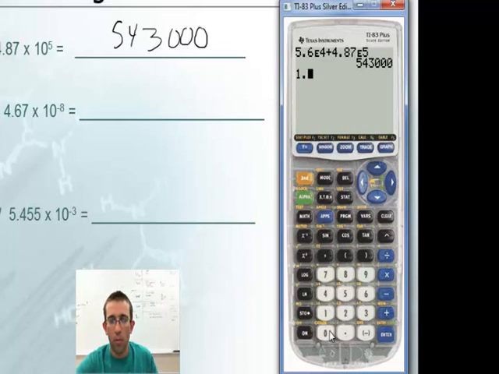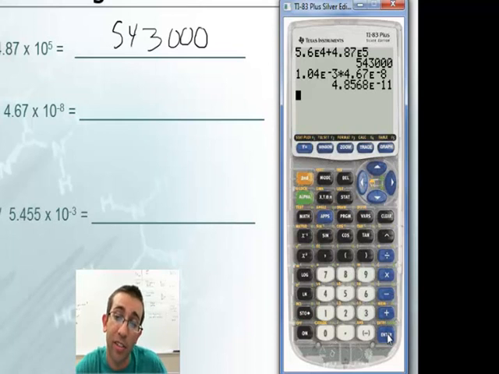We have 1.04 times 10 to the, this time it's negative 3, so we just hit the negative. Make sure you hit the negative button, not the minus, 3, times 4.67, second, here's my E to the negative 8th. This time our calculator did give it to us in scientific notation, and we have 4.8568 times 10 to the negative 11th.